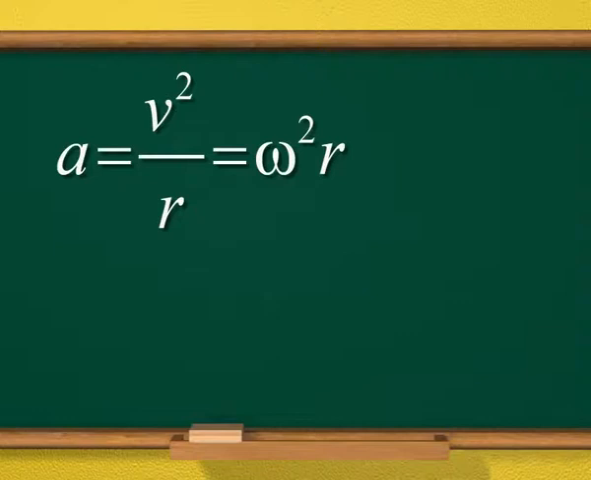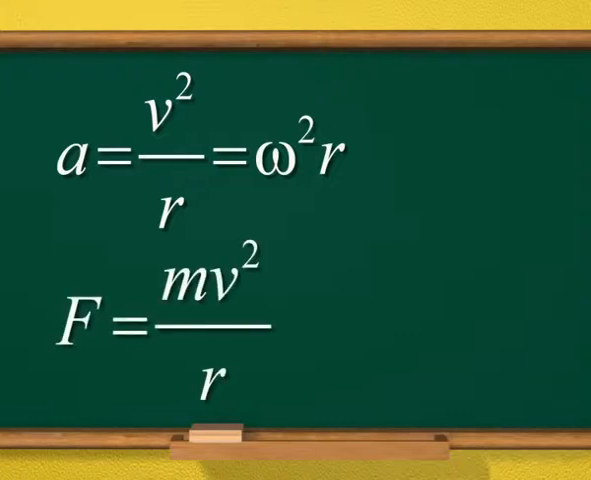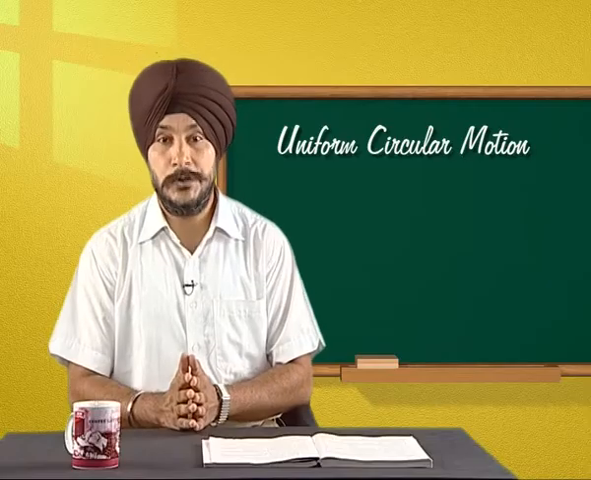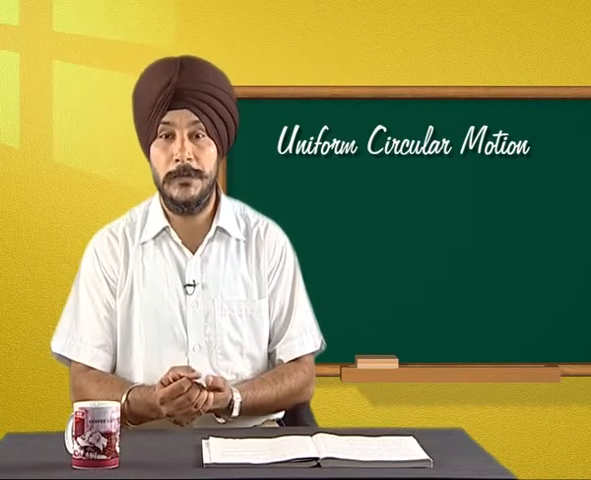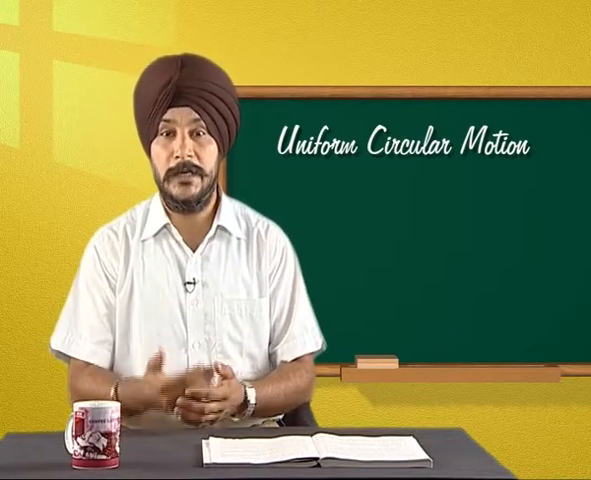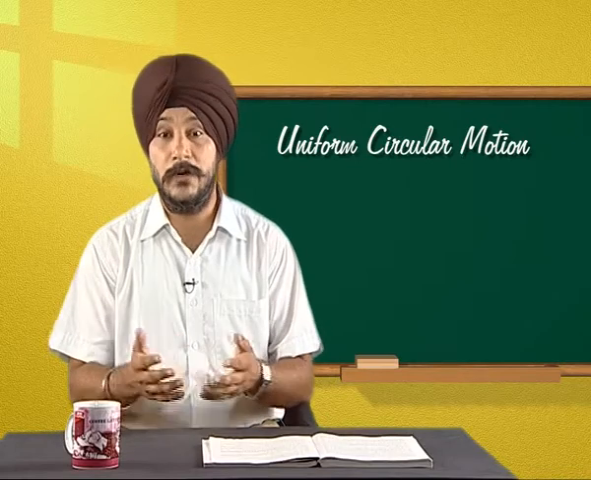The centripetal force required to move a body of mass m with uniform speed v along a circular path is F = mv² / r. So, the more we know about uniform circular motion, the better equipped we are to make it work for us.